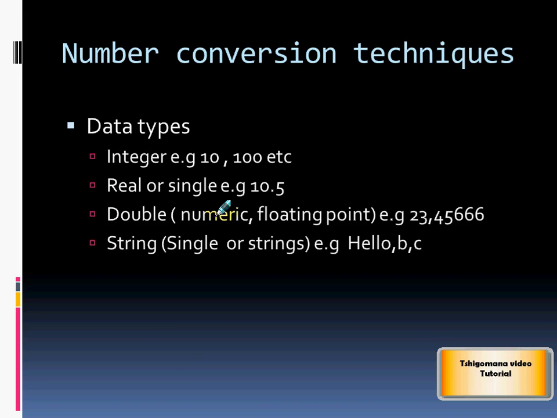Number conversion techniques. Data types. Now we have the following data types. We have the integer, e.g. 10, 100, 1, 2, 3, 4, 5, 6, 7, 8, 9, 10. We have real or single, which are decimal numbers. We have double, which are numeric floating point, e.g. 23.45666. We have string, which can be single or a number of string, e.g. hello, b, c, etc.